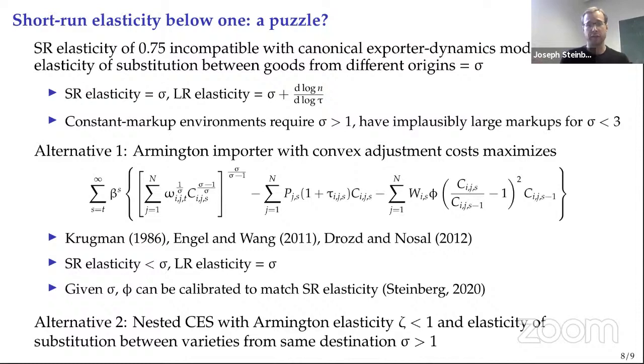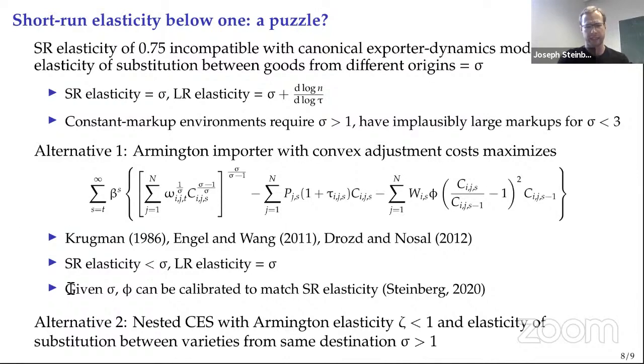An alternative is simply, what about convex adjustment costs? This is something that's been seen in the literature in a number of places. What's different about doing it this way is that you get a long-run elasticity that's equal to the elasticity of substitution across goods, and a short-run elasticity that's less than that. In fact, you can calibrate the size of these adjustment costs to get whatever short-run elasticity you'd like. So I conjecture that this framework would also give rise to the same kind of estimating equation. It'd be nice to show that formally.